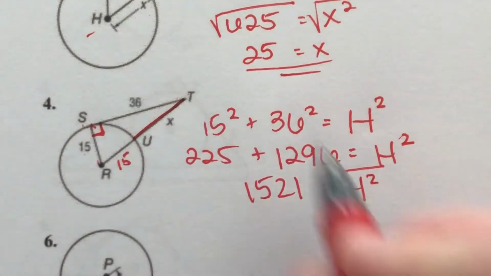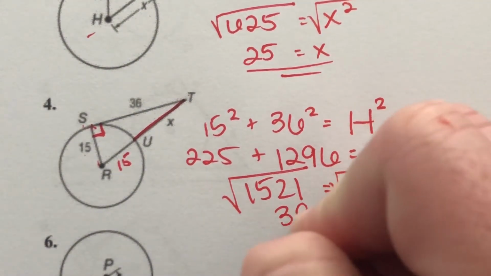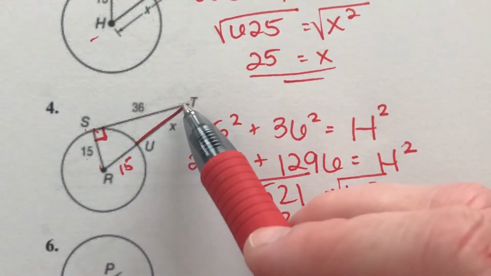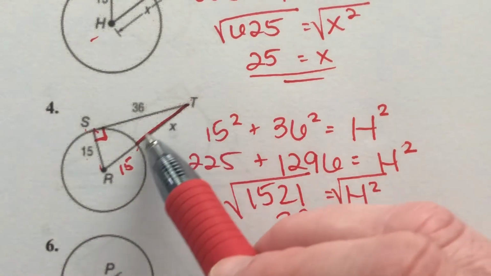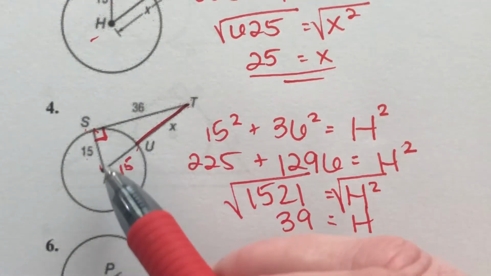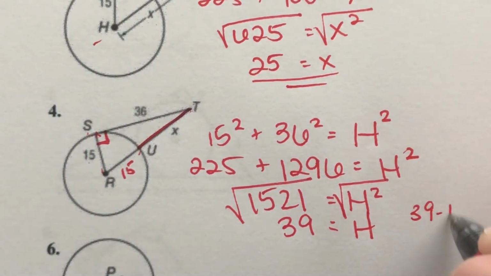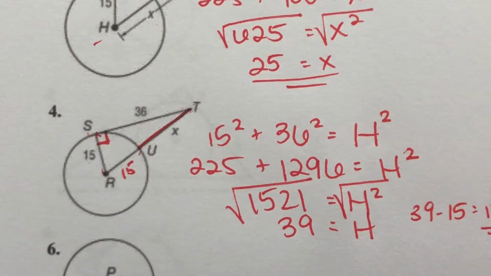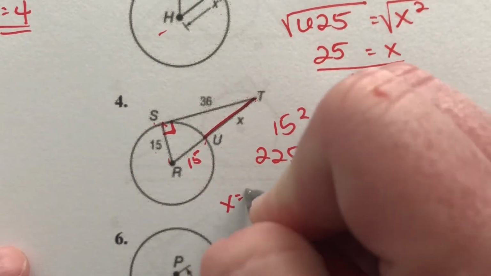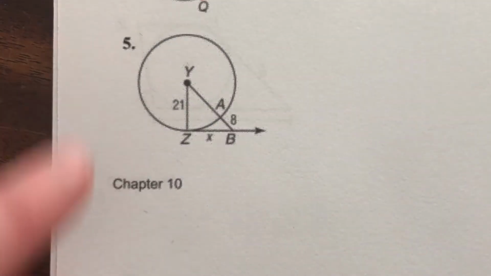To find the length of this side, which is h, I have to take the square root. That's 39. So since the length of this entire side is 39, and we just want to know this portion, this plus this equals 39. So I'm going to do 39 minus 15 equals 14 over here on the side. X equals 14. Hopefully that makes sense.